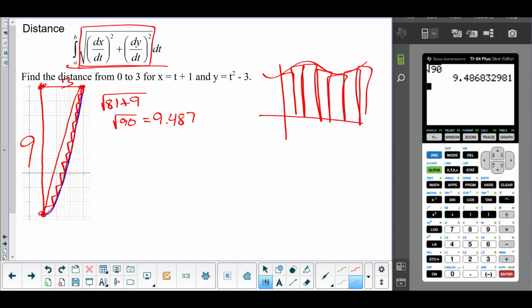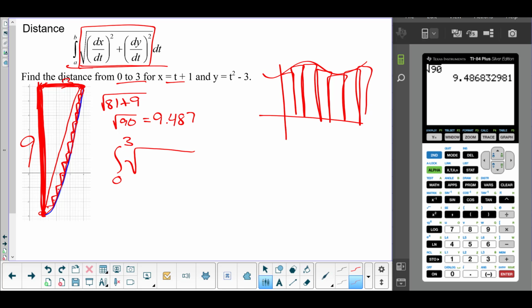Now, you would think that we're going to use position to find these values, but really this is the change in y, and this is the change in x. So that's why we're taking the derivative. We want little changes of x and y on these little triangles. So we're going to integrate from 0 to 3.